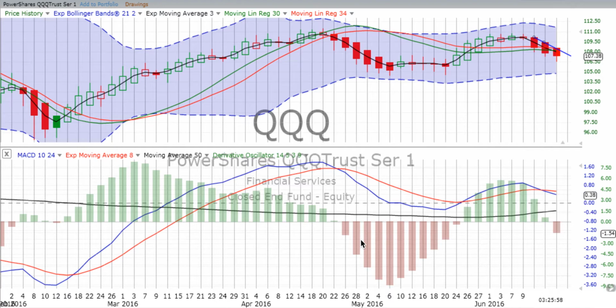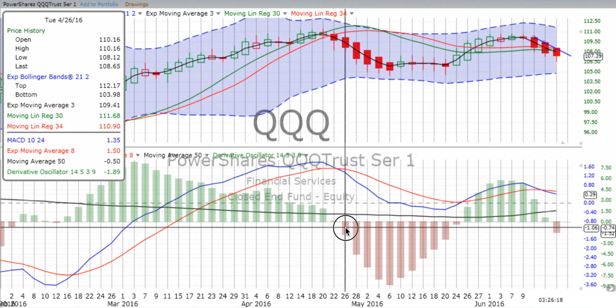What exactly is the derivative oscillator? Well, I'm going to get a little complicated on you. What you really need to understand is we want the derivative oscillator to cross over with the MACD at about the same time the MACD crosses, and that crossing closes or occurs. We want to see the derivative oscillator flip over also.